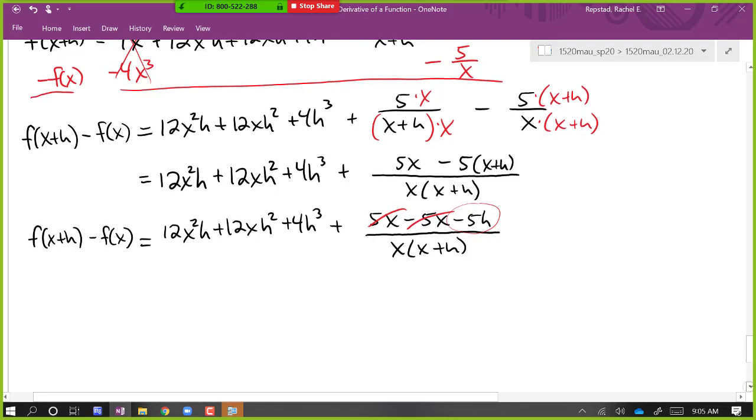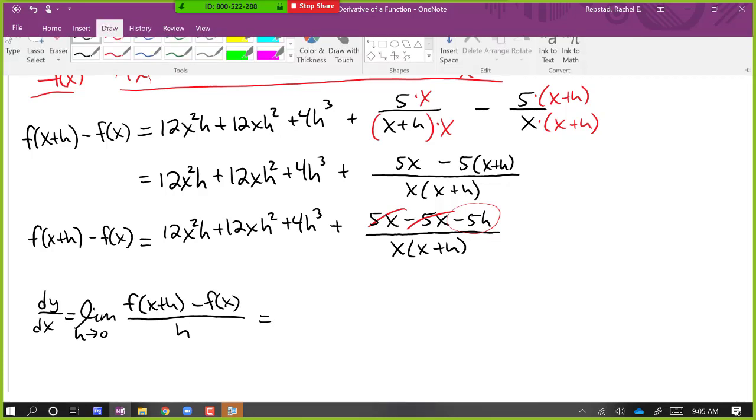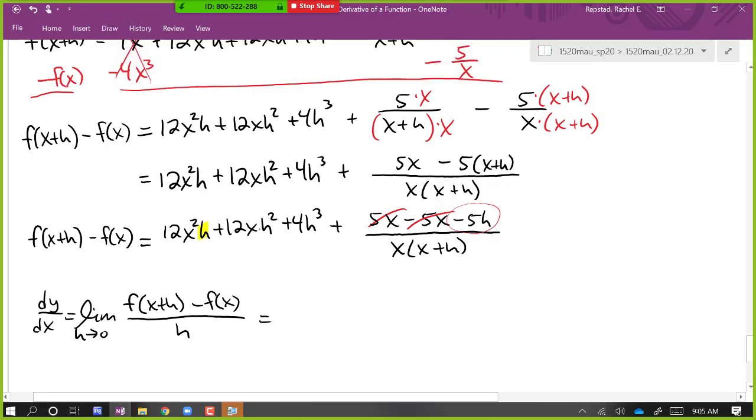We want the derivative. We want dy dx. That is the limit. Again, I'm going to write it out fresh every time. The limit as h approaches 0 of f of x plus h minus f of x, all over h. We already just noticed that every term that we have here in f of x plus h minus f of x has a common factor of h. Let's factor it out.